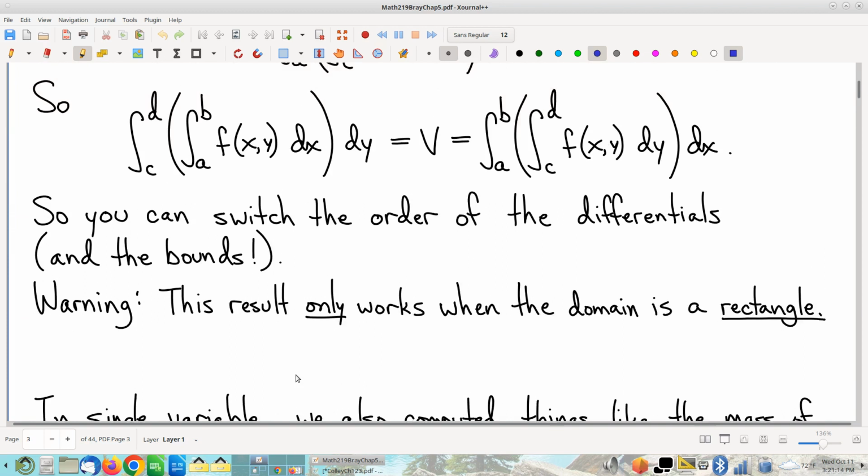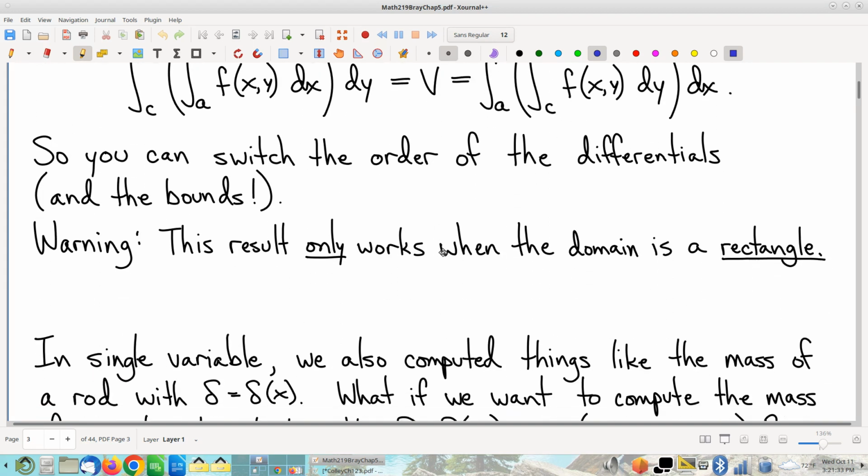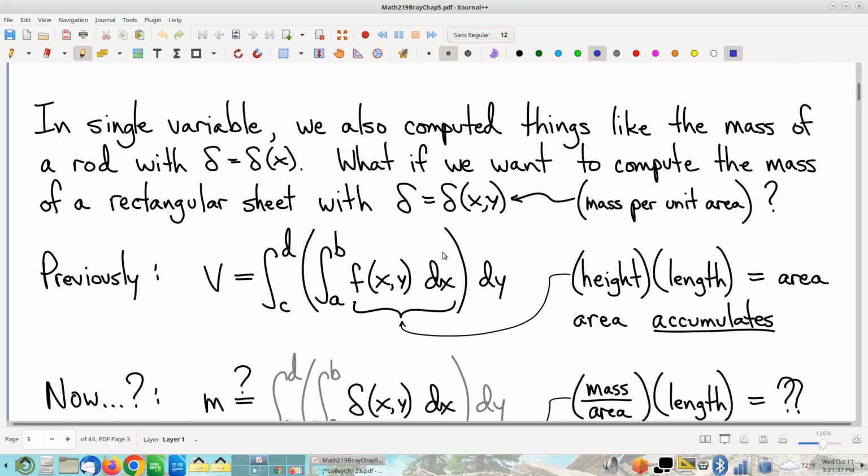Then we talked about how you can switch the order of the differentials, and only while we are considering purely and only rectangular domains is it the case that you can just switch the bounds like this. It's a really convenient little bit of luck for rectangular domains. That good luck is going to change when we start looking at different shaped domains.